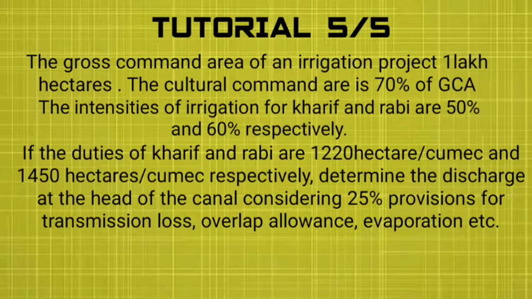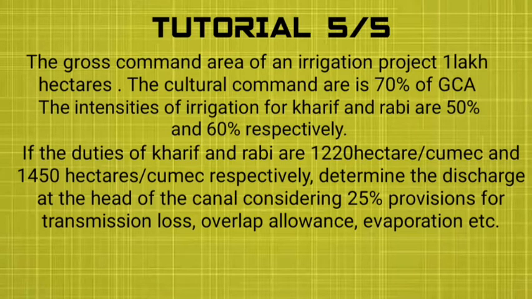Now to meet the actual water requirement of the crop, the discharge of the canal at the head of the field should be whichever is maximum between the Kharif crop and Rabi crop. If you get the Kharif crop value higher, then you can take that value. If you get the Rabi crop as the higher value, then you can go for that value.